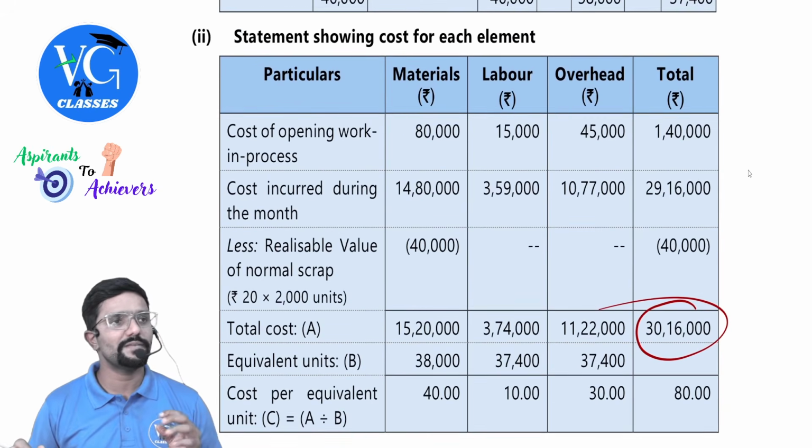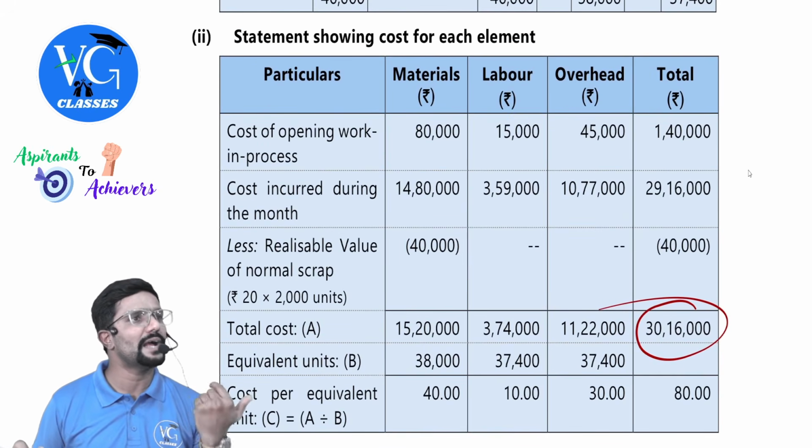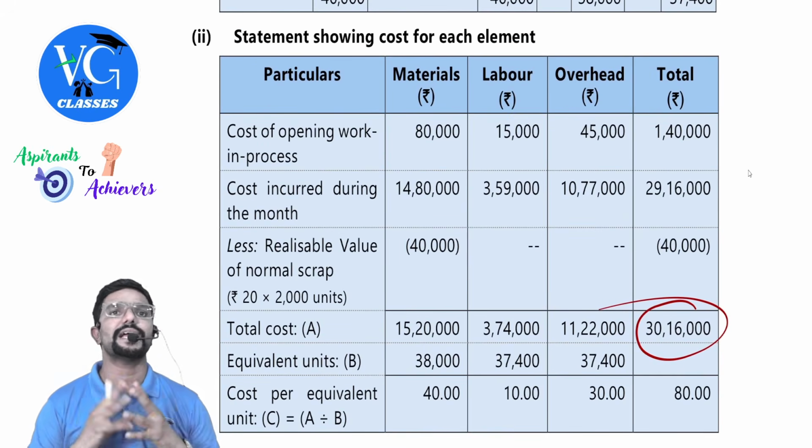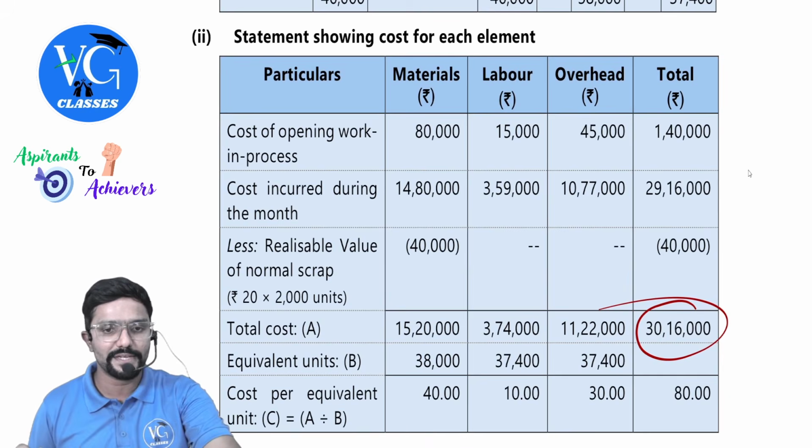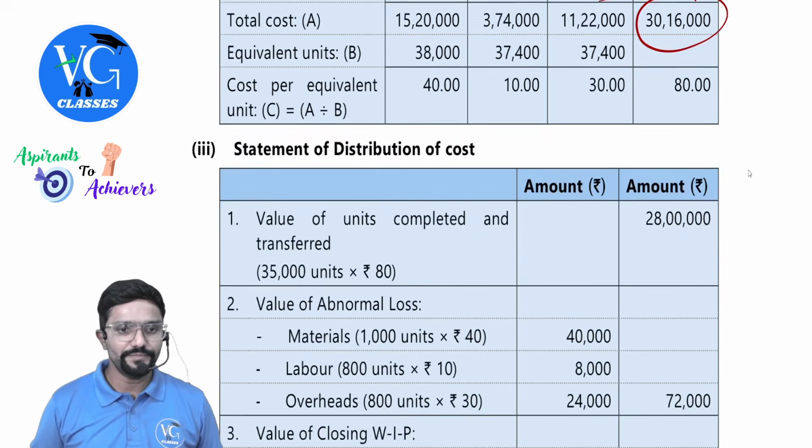Here, sir, which method have we followed, sir? Average method or FIFO method? Average method. So it has to be exactly equal, guys. It should be exactly equal. Yes, sir. Next, we'll continue.